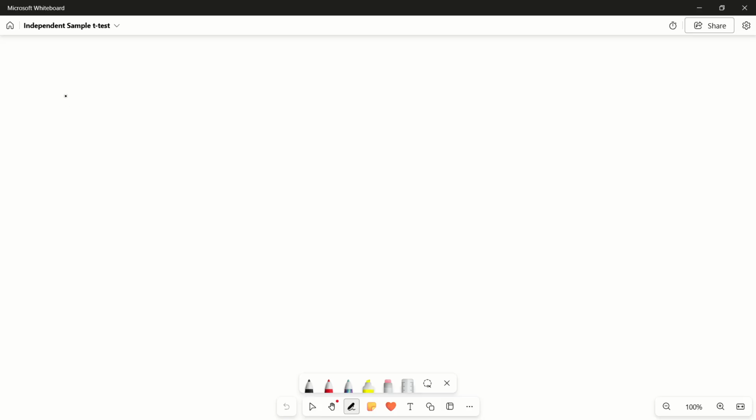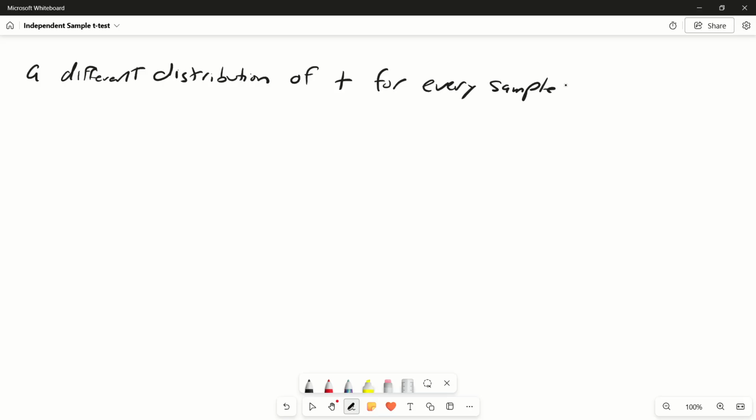So, just a little quick review. T-tests in general are operating under the t-distribution. The t-distribution is different than the normal curve, right? With the normal curve, there's only one curve. It's called the standard normal distribution. With the t-distribution, you have a different distribution of t for every sample size. So when your sample changes, so does the curve.